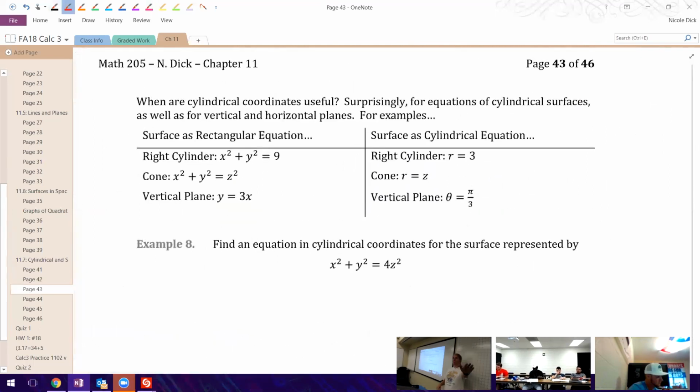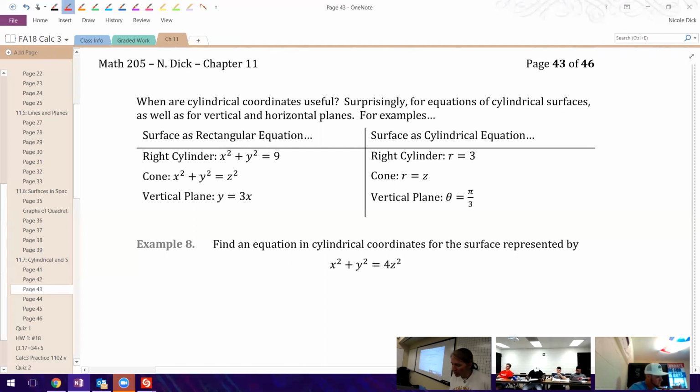So just like sometimes polar coordinates make things a lot simpler. Think about a circle. A circle in rectangular coordinates has to have an x squared component and a y squared component. A circle in polar coordinates, if it's centered at the origin, is just r equals a number. So it's a much simpler equation to work with there. And we have a lot of similarities here.